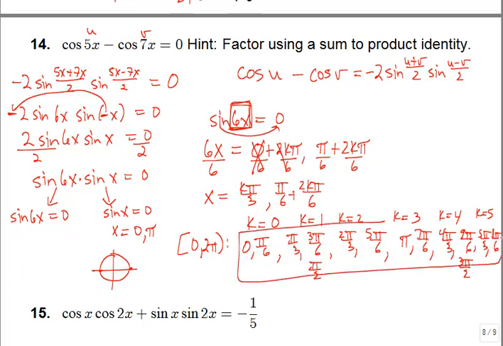These are going to be my solutions. If I were to let k be 6, then you'd get 6 pi over 3, which is 2 pi, and that's outside of our interval that we're looking at.